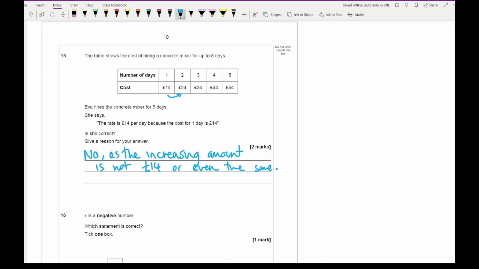So for the first day, the increase is £10, then another £10, then another £10, and then another £10. So let me just retract that last bit of the statement. It's not £14, it's basically £14 for the first day, then £10 per additional day. So something along those lines would be enough to get you the 2 marks.